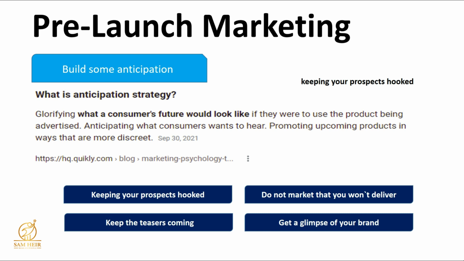And the second one, do not market the thing that you want to deliver. So do not give any false promise when you are doing pre-launch marketing. That's one of the worst things that you will be doing. What consumers expect is that you share a little of what you actually bring to the table, right? So for example, let's talk about Elon, right?